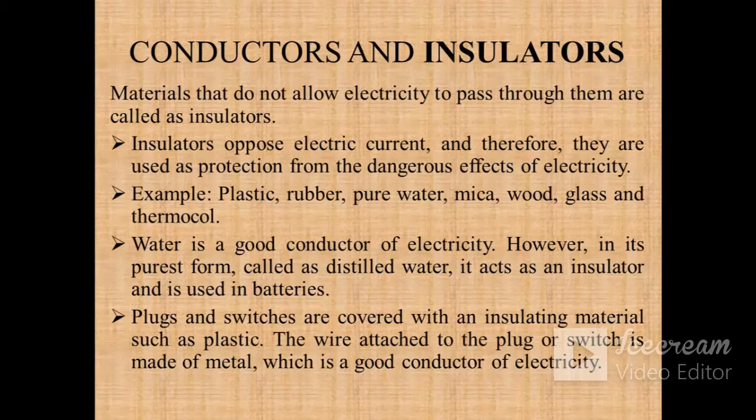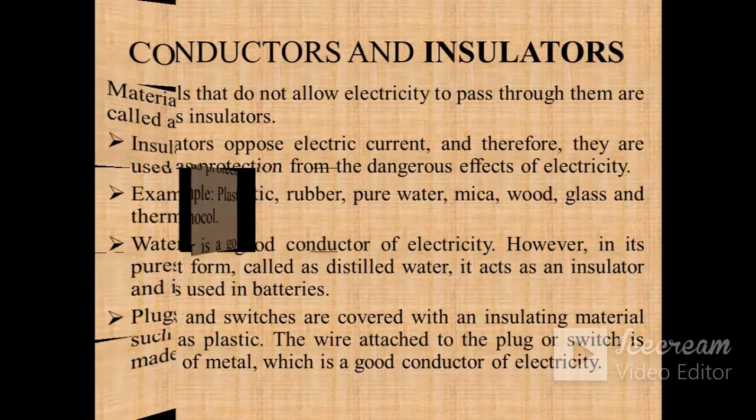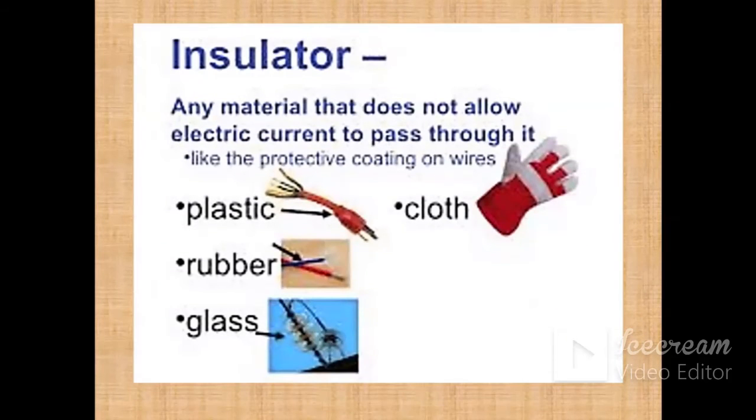Now you must have understood why the plugs and switches are covered with an insulating material: because they do not allow electricity to pass through them, and we can easily operate any appliance through those switches. These are a few insulators that you must be familiar with. Plastic is there, rubber is there, glass is there. These are the following insulators.